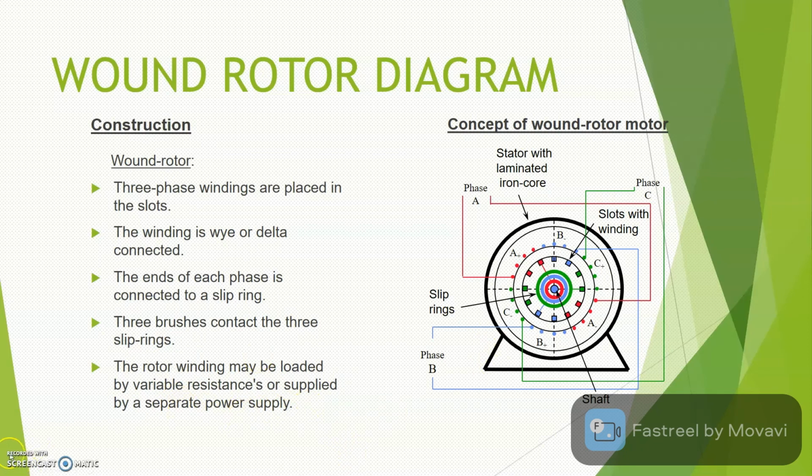So we have done the constructional features of the induction machine. We have already seen the cross-sectional area, the rotor diagram, the stator diagram, and everything. I think that's all for now. We will see the operating principle of the induction machine in detail in the next video.